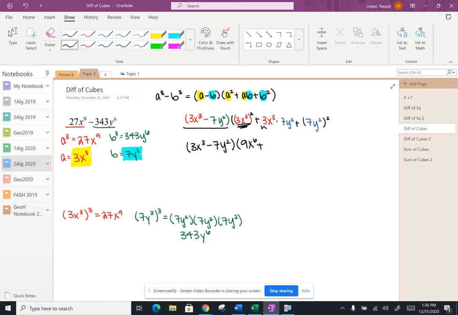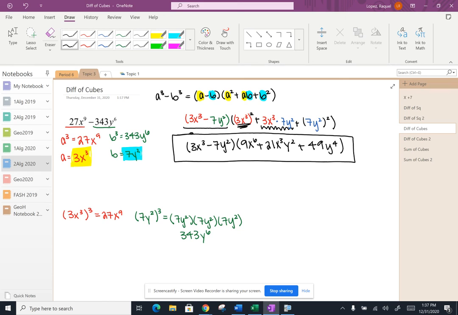Plus, now to simplify this middle term here, I can multiply the 3 and the 7. 3 times 7 is going to give me 21. And then I can just write down the rest of my variables, so x cubed y squared. And then in the last term, plus I have 7y squared to the power of 2. I forgot to put another parenthesis at the end here. So 7 squared is going to give me 49, and then y squared squared is going to give me y to the 4th. So I've gone ahead and I've factored that expression. This is my final answer. Go ahead and try the next one on your own.